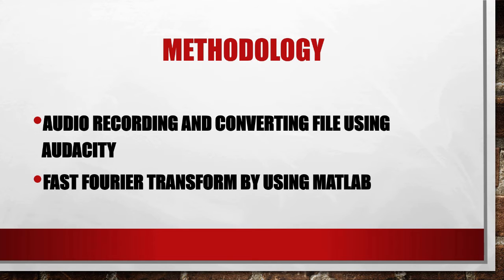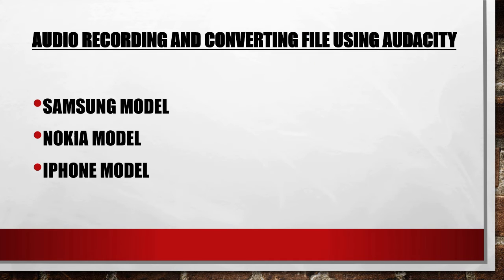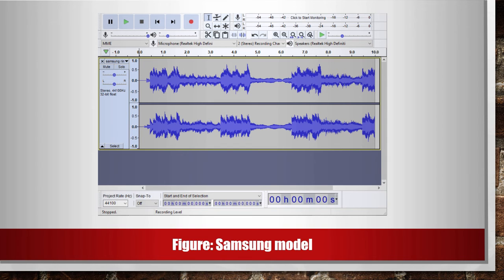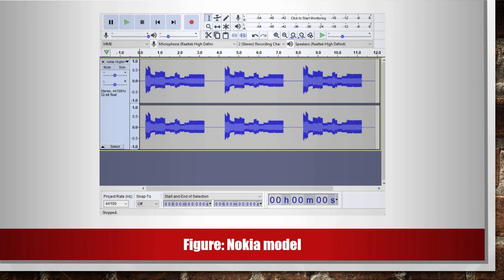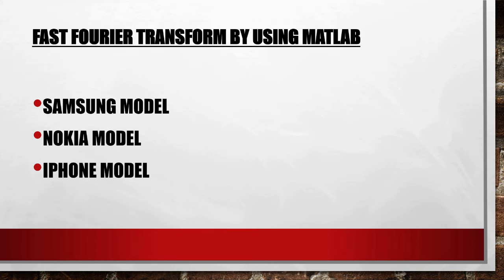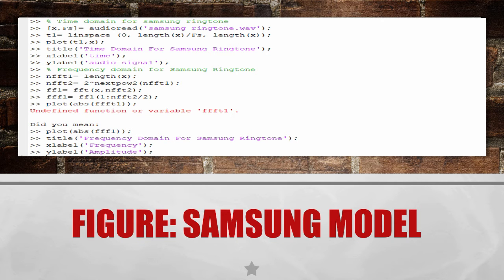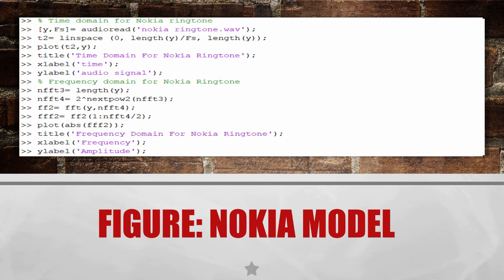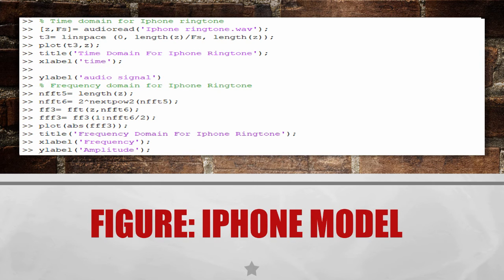The two main methods used in this experiment are audio recording and converting file using Audacity, and fast Fourier transform by using MATLAB. Audio recording and converting file using Audacity for Samsung model, Nokia model, and the iPhone model. Fast Fourier transform by using MATLAB for the Samsung model, Nokia model, and the iPhone model.